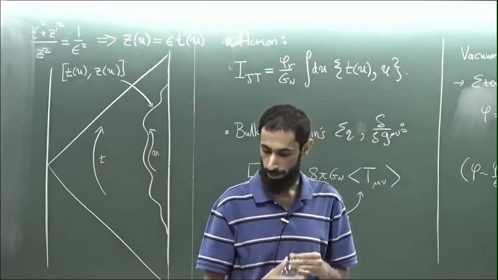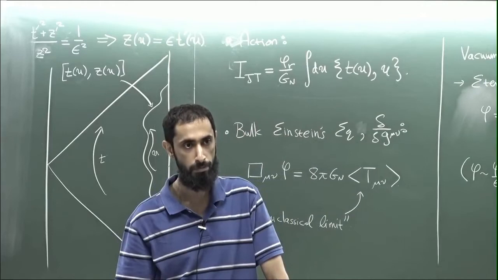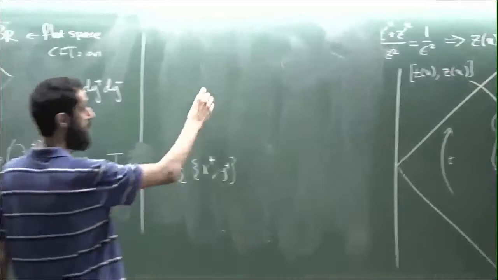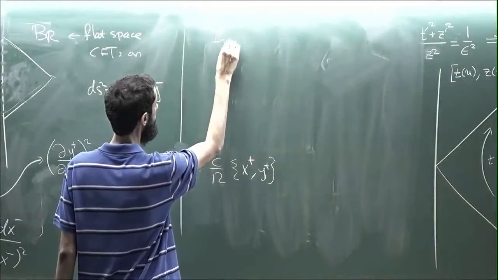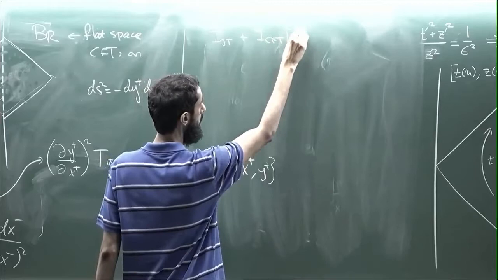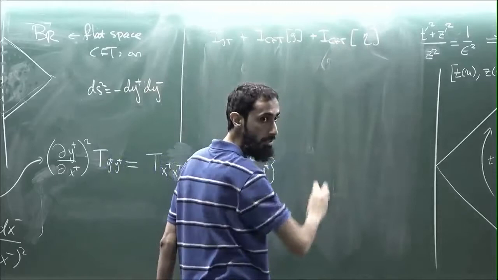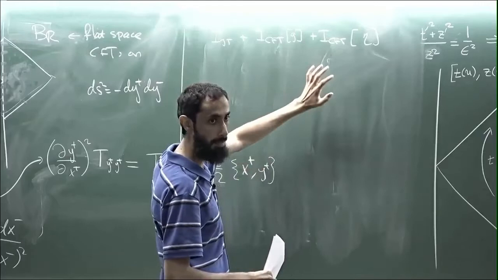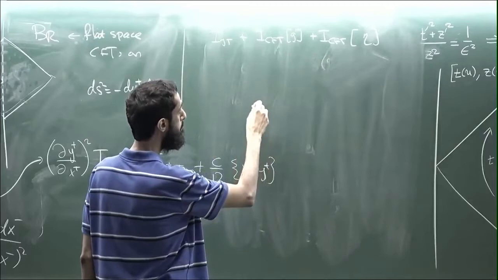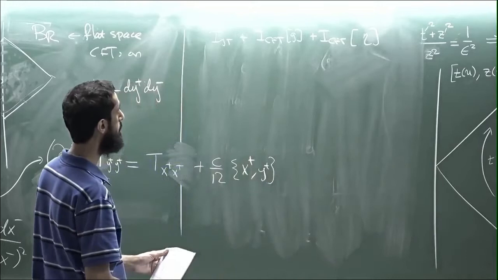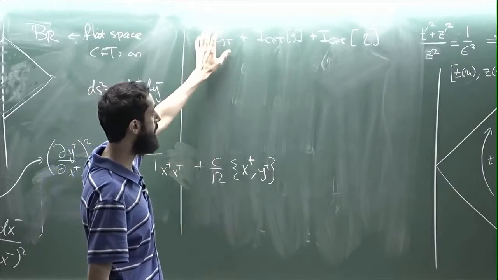So this path integral that you wrote is not really valid for the full time. So you should imagine that there's another term. There was I_JT, and there was I_CFT on G, but then there's also I_CFT on the flat metric. You can think of these two things as really the same. But remember we're localizing this to AdS2. So this is really just an I_CFT on AdS2.